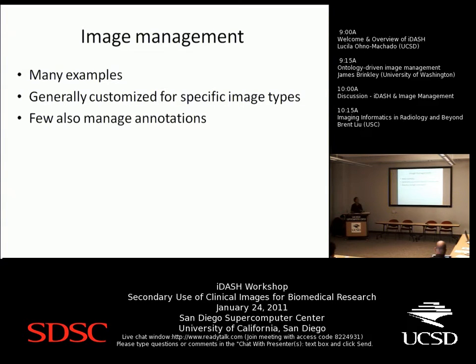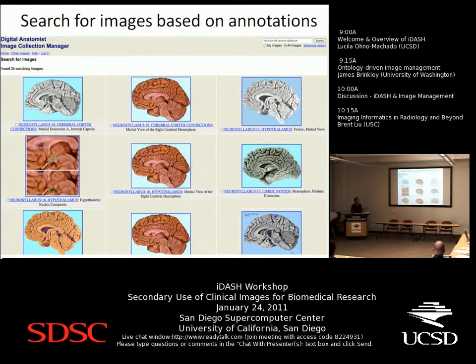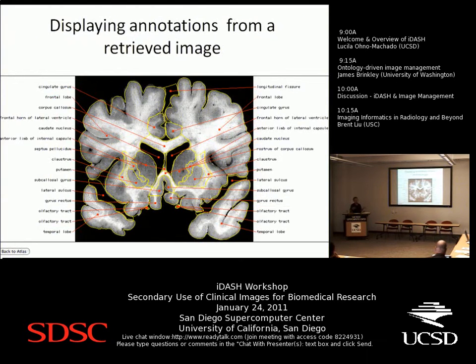There are a few. One of them is our own Digital Anonymous Image Collection Manager. Basically, it's a back-end database with a web front-end that's keeping track of not only the images, but also these annotations that I just talked about. And so here's an example of how you might use that. You can't read this, but you're searching for one of these annotation terms, which is the rostrum of the corpus callosum, and then it retrieves all those images that are annotated using that annotation tool. And then you can choose one of those and then do things with that annotation.